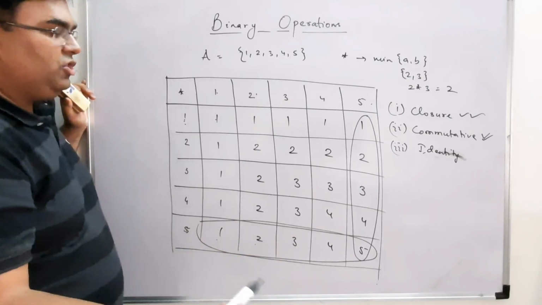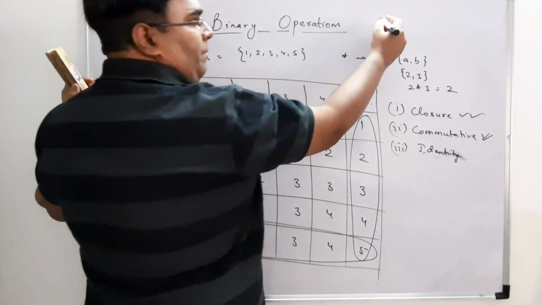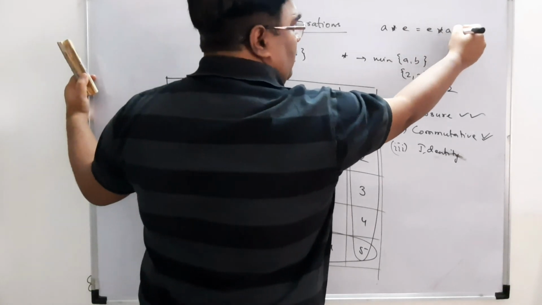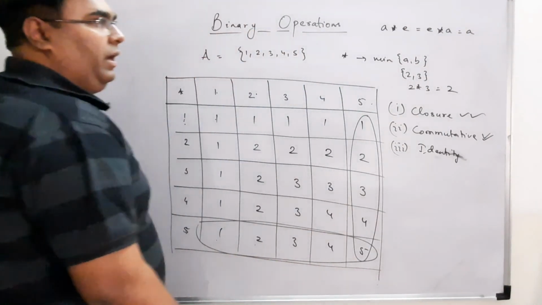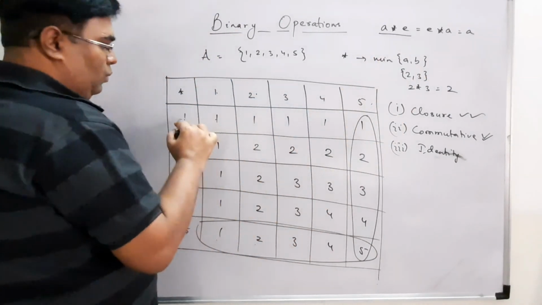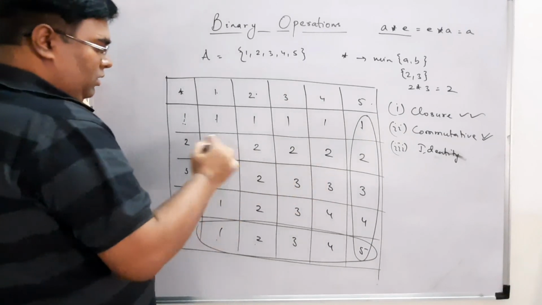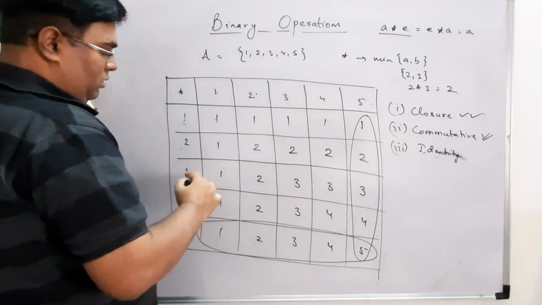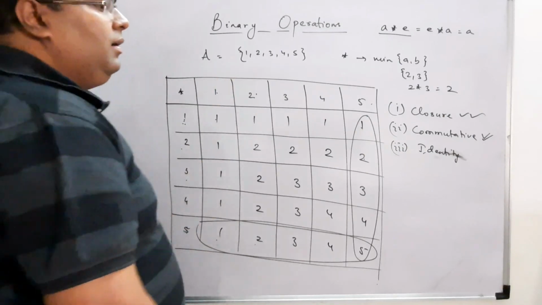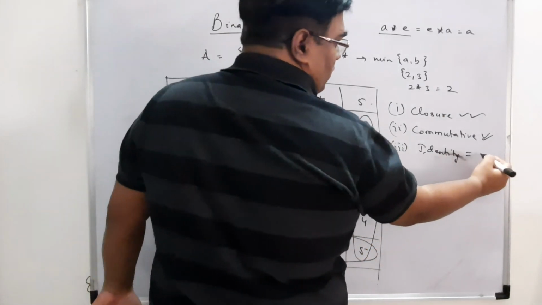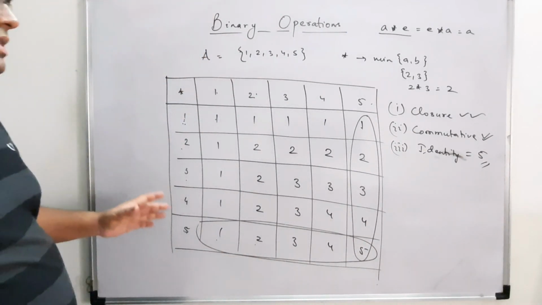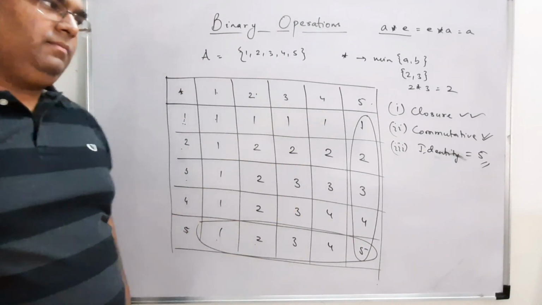What is the definition of our identity element? That A star E is equal to E star A, which should be A. So if you look at this, A star E, 1 star 5 gives 1, 2 star 5 gives 2, 3 star 5 gives 3. So we have an identity element here, and that is equal to 5. So we have the identity element as 5, right?